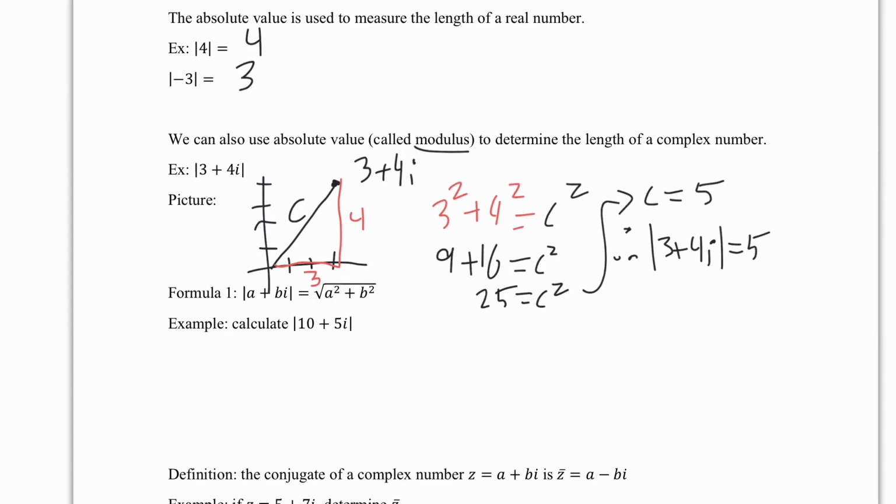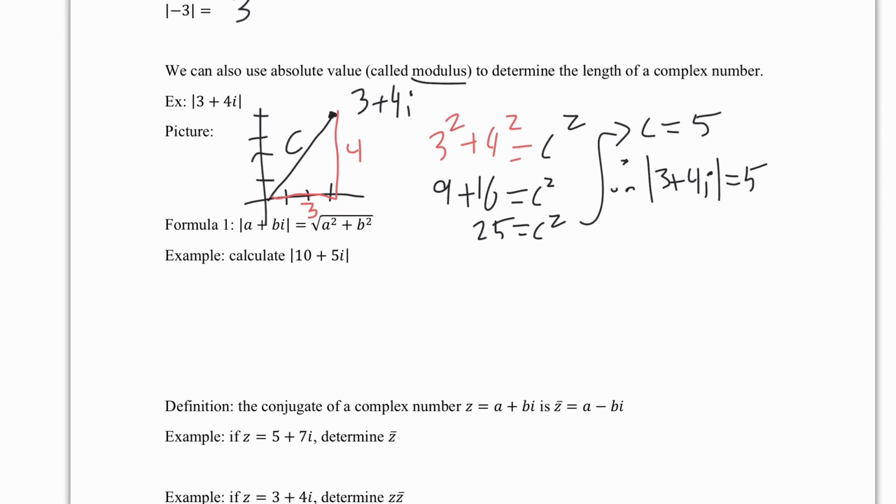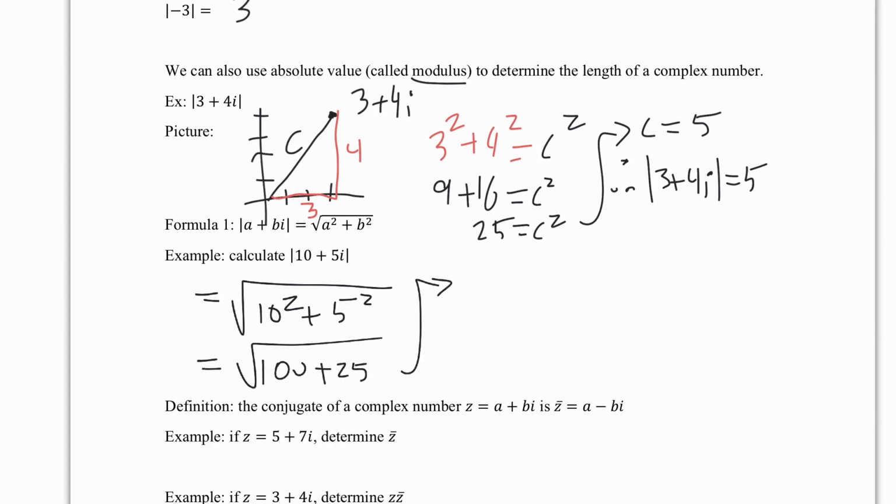So let's find the modulus of 10 plus 5i. So using the formula, this is the square root of 10 squared plus 5 squared. So 100 plus 25. So 125, which we could simplify as 5 root 5. Right, we can write that as 25 times 5, and then square root the 25.